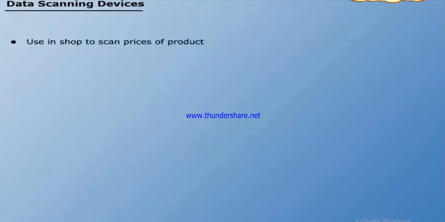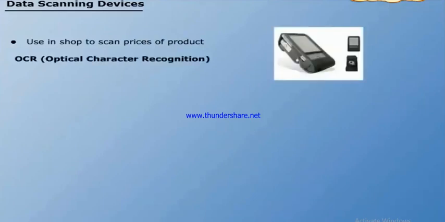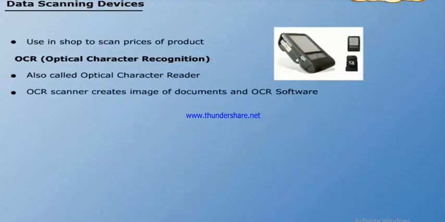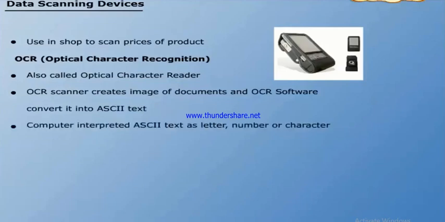Optical character recognition. Optical character recognition is also called optical character reader. Optical character reader uses a software called OCR software. In OCR, the scanner first creates the image of the documents and then the OCR software converts that image into an ASCII text. Computer interprets ASCII text as letters, numbers and special characters.